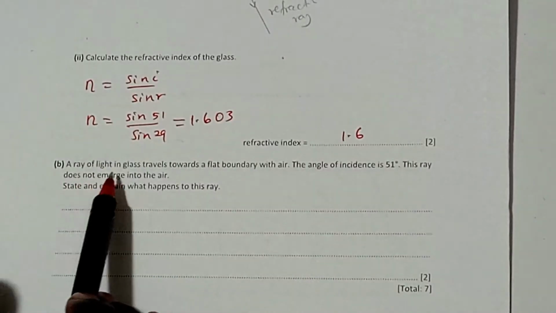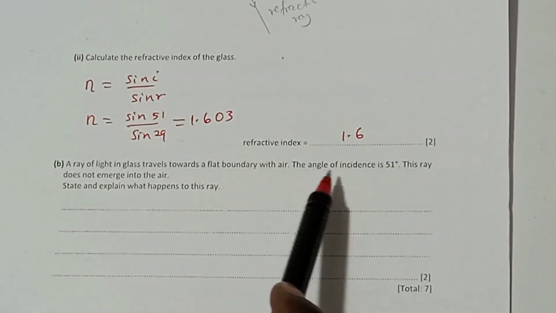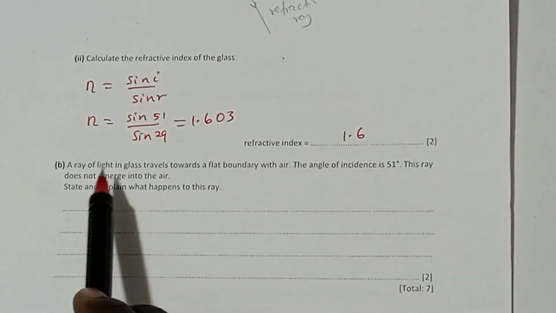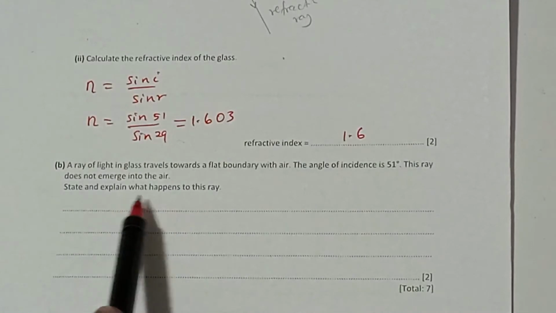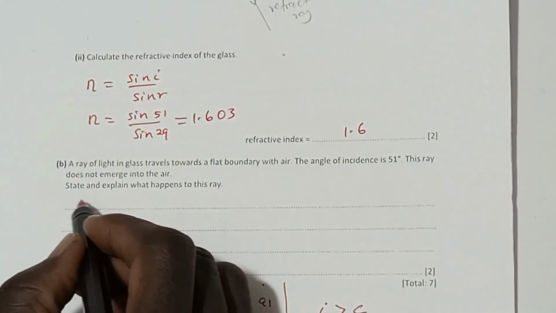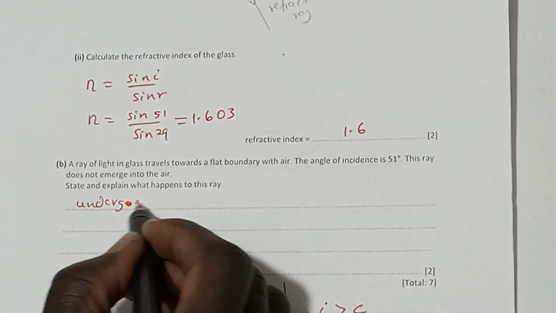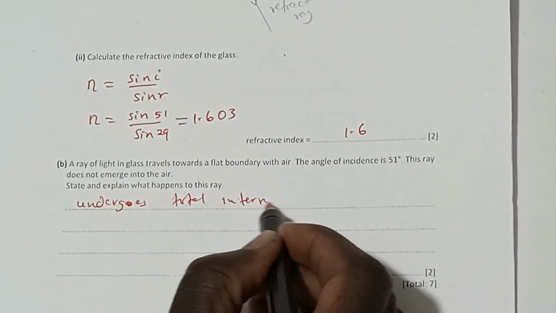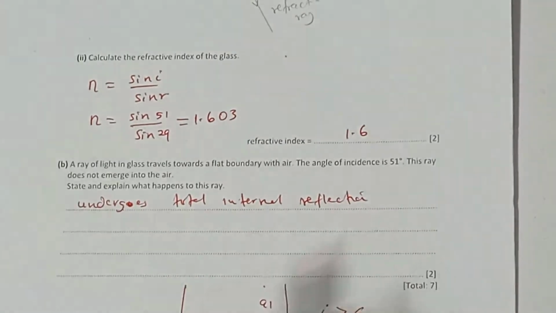Now, a ray of light in glass travels towards a flat boundary with air. The angle of incidence is 51 degrees. This ray does not emerge into the air. State and explain what happens to this ray. So the ray of light undergoes total internal reflection. Why?